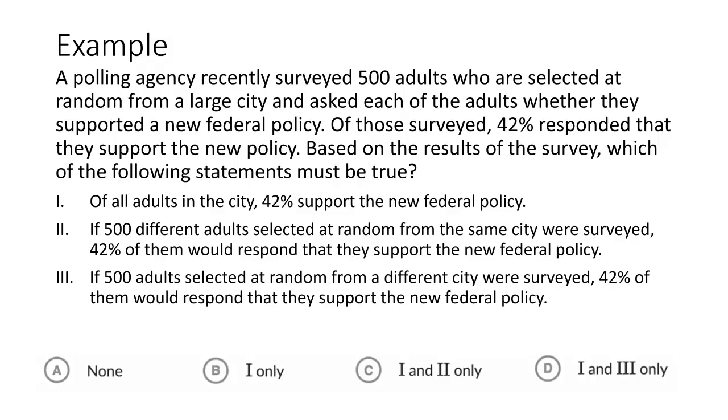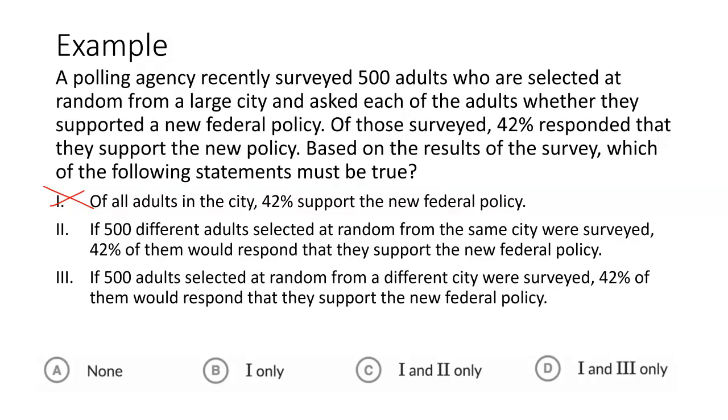Okay? There's no way that this statement has to be true. We don't have enough information. I would have to survey every single person in that city to get a definite answer. Now, if it said of all the adults in the city, the support is approximately 42%, that's more likely. But this is saying it's 42%. If 500 different adults selected at random from the same city were surveyed, 42% of them would respond that they support the new federal policy.